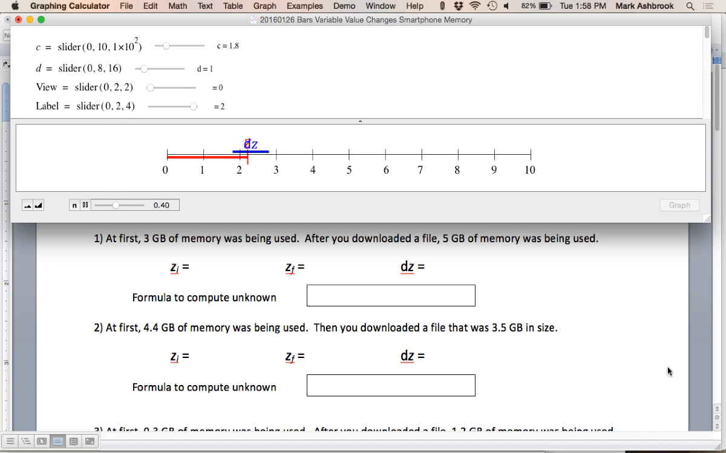Okay, so I've got a couple of quick questions here. There's a scenario, and there are 3 variables: Z initial, Z final, and DZ. One of those is unknown given the scenario. So you're going to fill in the 2 that you know, identify the unknown, calculate it, and then write a formula for the unknown. This should be very easy, and you have 2 different situations like that. So identify the 2 knowns and the 1 unknown, calculate the unknown, and write a formula for the unknown based on what happened. Go.